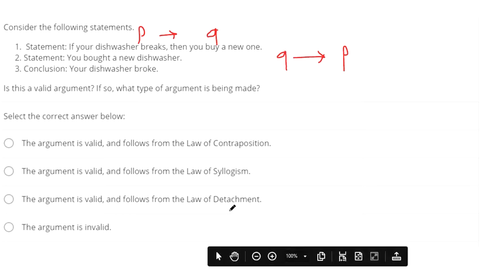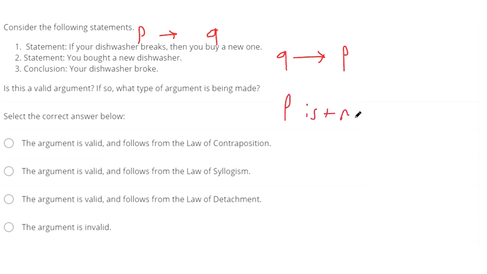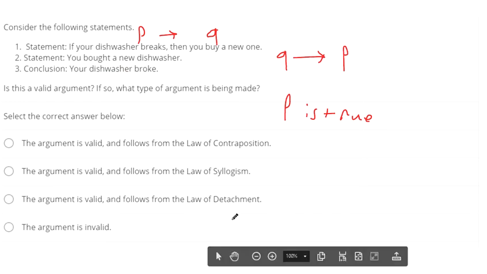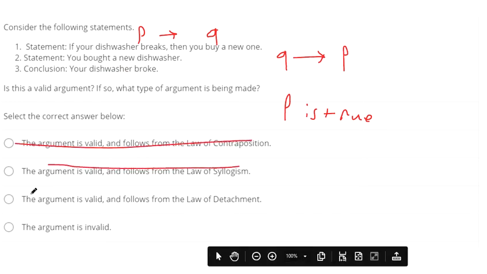And the law of detachment isn't happening here. It would work if you said P is true. If they said that the dishwasher breaks, then we can conclude that you bought a new dishwasher. That would be using the law of detachment. This has been done in reverse, so it didn't meet any of those three categories, so the argument's invalid.